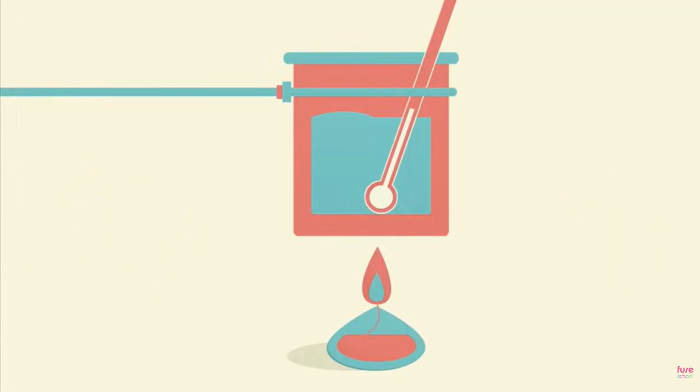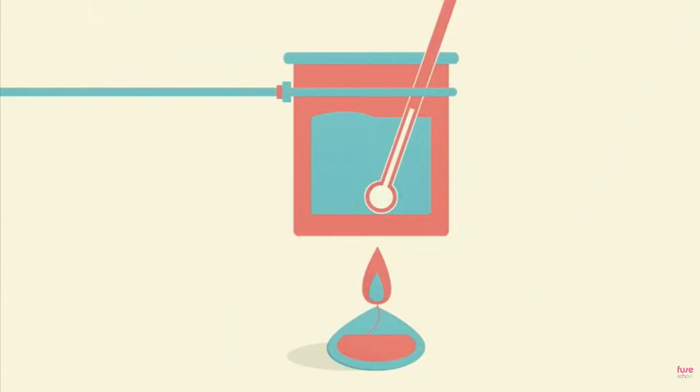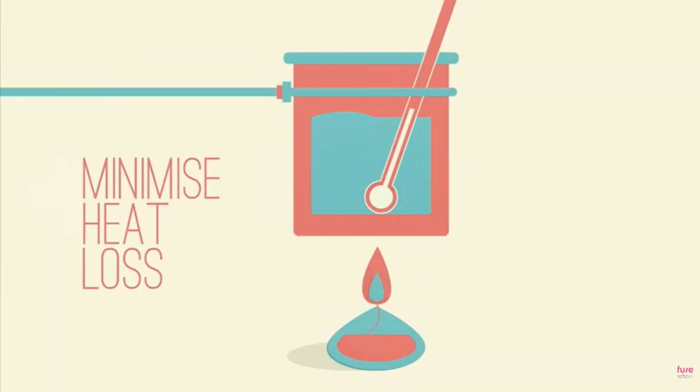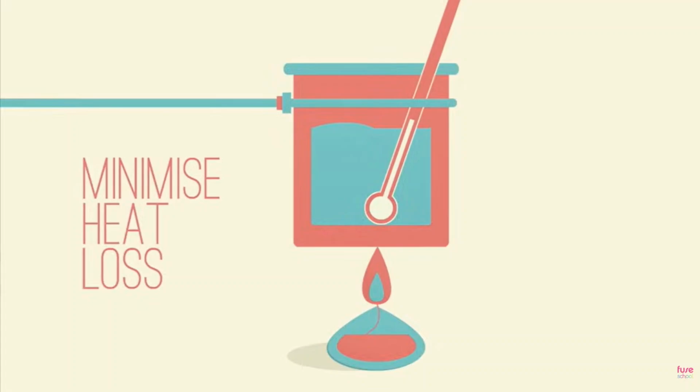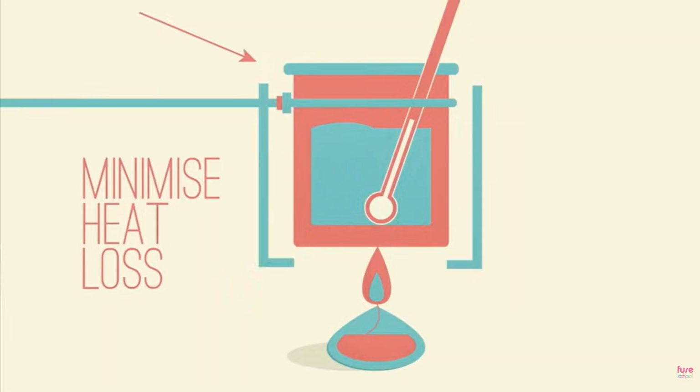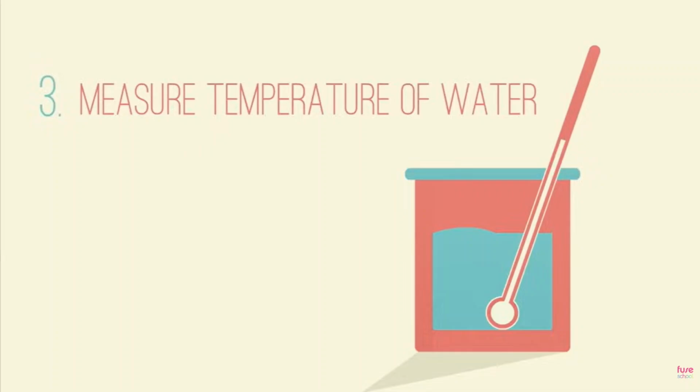The answer is that in this sort of experiment, a lot of the heat is transferred to the surroundings, so you need to minimize this by either placing the spirit burner as close to the calorimeter as possible, or you could reduce this by insulating the sides and adding a lid. 3. You'd measure the starting temperature of the cold water.